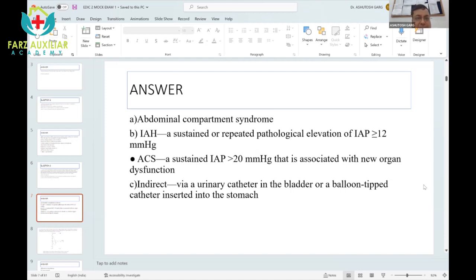And then the method to measure intra-abdominal pressure is an indirect method via a triple lumen Foley's catheter in the bladder or a balloon tipped catheter inserted into the stomach. So you can use any of the methods. So absolutely right.